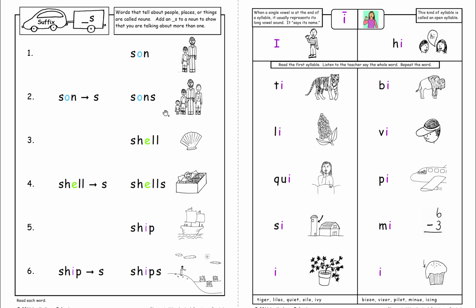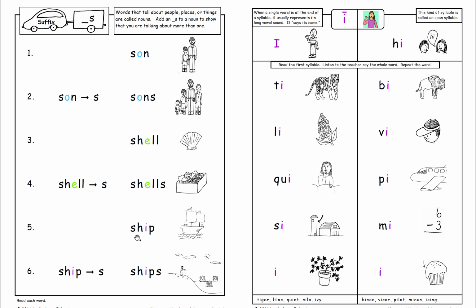Sons. Now this man has all of his sons with him. More than one son. Here's the word shell. We'll add an s to the end of the word shell. Shells. Here is a box with lots of shells.